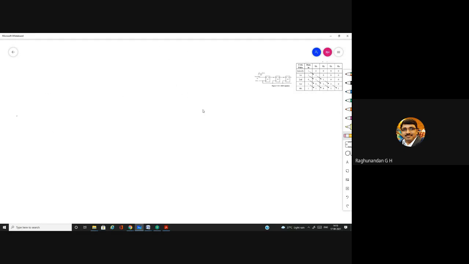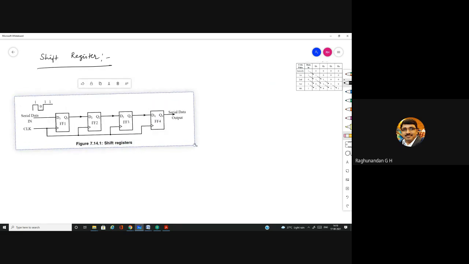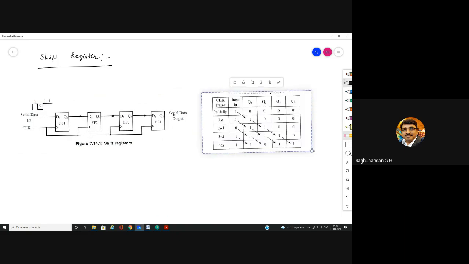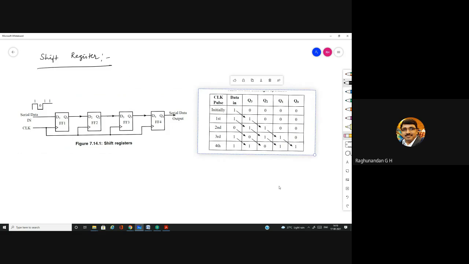So after this, there are two more applications which are left out. One is the shift register, and the last one will be the counter. So the shift register is an application just for the purpose of giving some delay. This is constructed by using D flip flop. So D flip flop is delay flip flop. It is just going to give some delay.